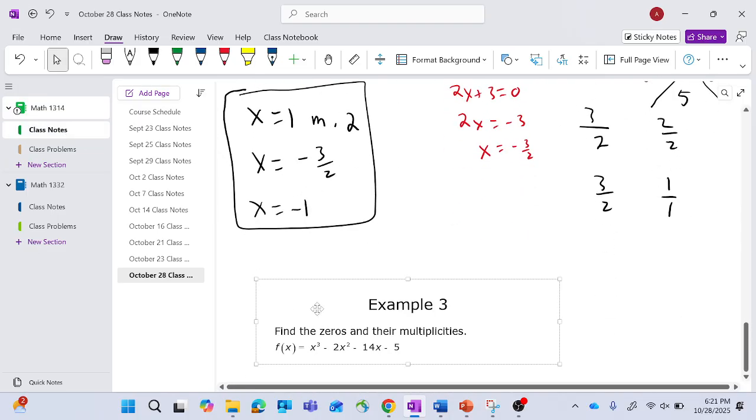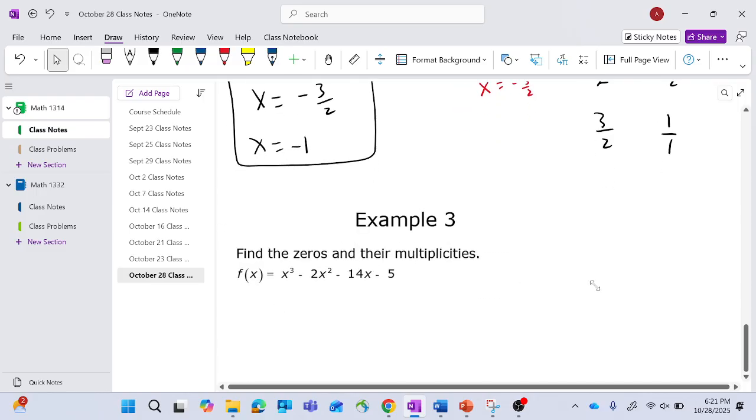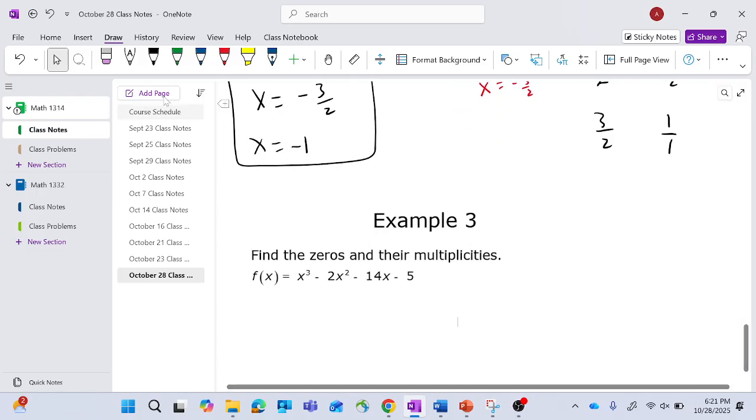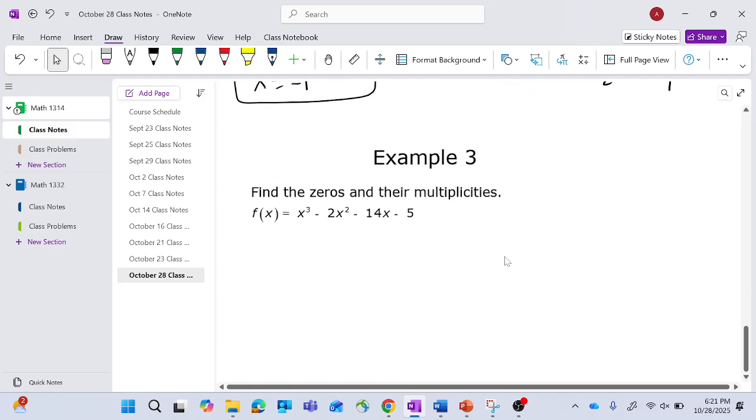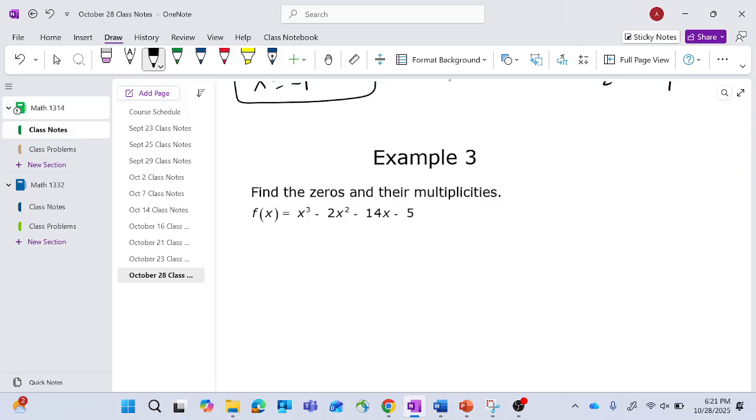Now we're going to do the same, find the zeros and their multiplicities. I guess we kind of did the multiplicities before. We'll do the same thing, but we're also going to find their multiplicities. So remember, we start with all your possible rational zeros because x cubed minus 2x squared minus 14x minus 5, you can't really factor that by hand. So you want to know what you should divide it by, what you should start with. And you start with your rational zeros.